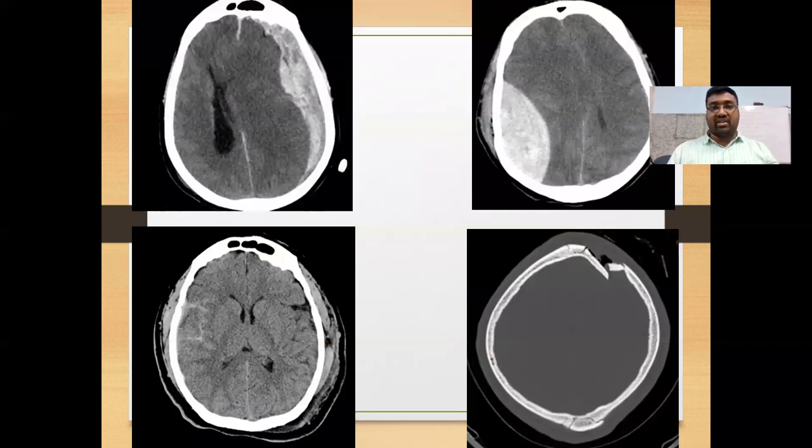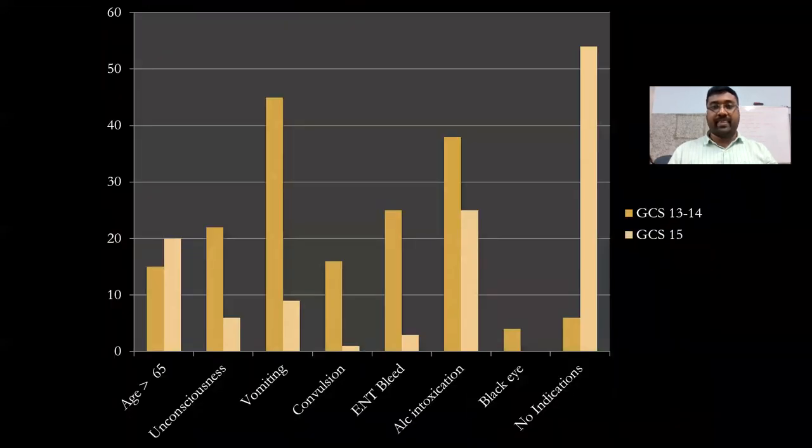The first diagram is showing the SDH with midline shift. Second diagram showing large EDH, third diagram showing SAH, while the fourth diagram showing the skull fracture. This is also depicted in the form of bar diagram and shown with respect to age, unconsciousness, vomiting, convulsion, ENT bleed, alcohol intoxication, black eye, and without indication.